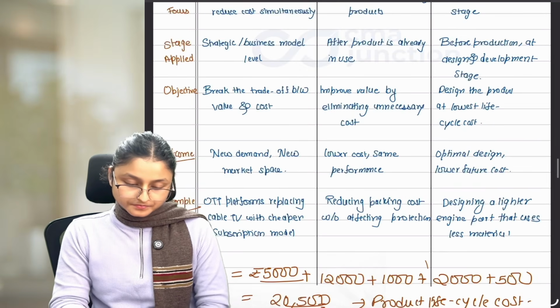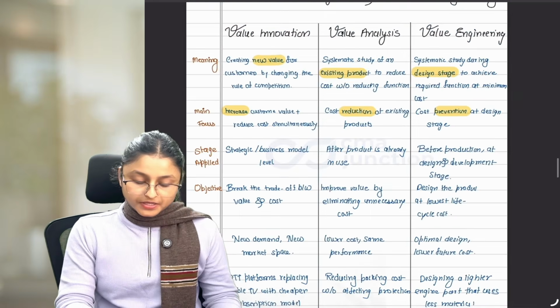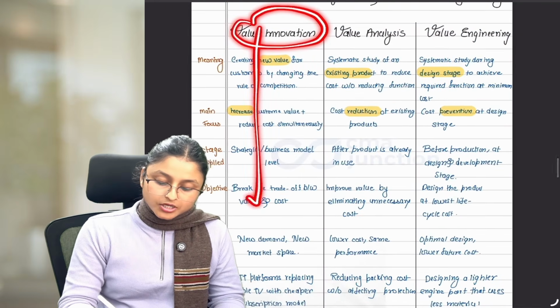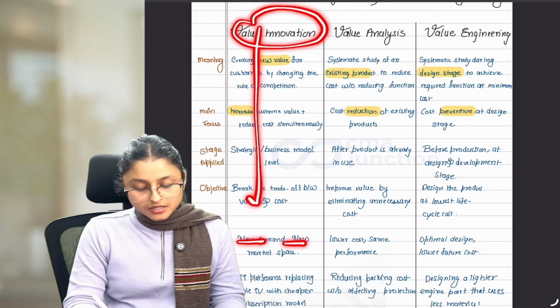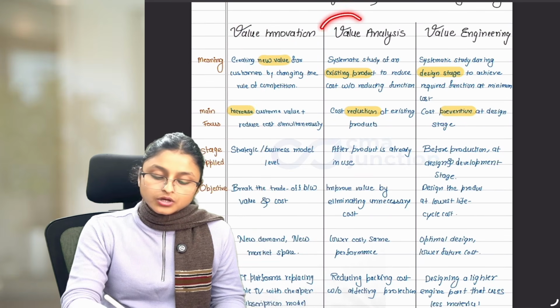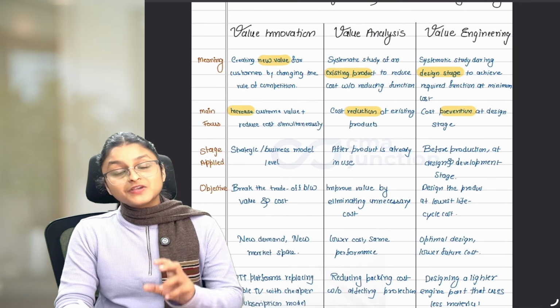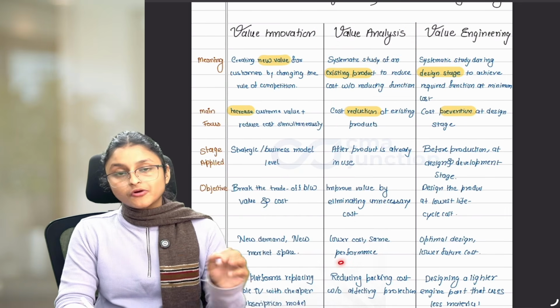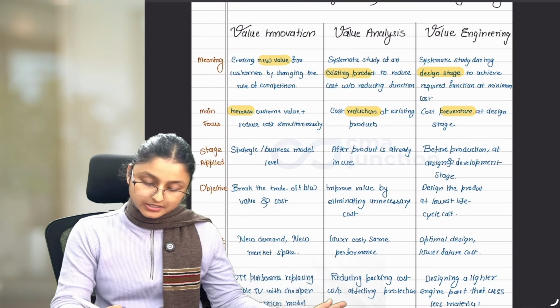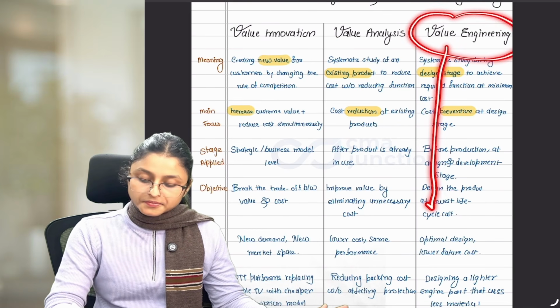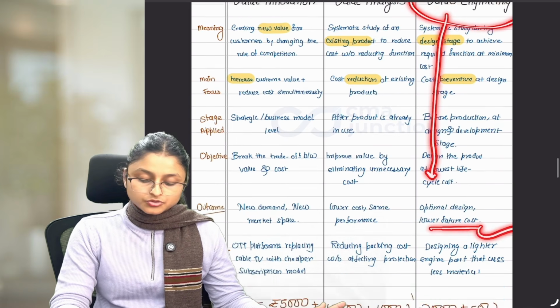cost. Done? Next, outcome. In value innovation, outcome is new demand, new market space, because you have created something completely new. In value analysis, our outcome is cost is lower and we are able to achieve the same performance which we were able to achieve earlier. In value engineering, we got the optimal design at lowest future cost.